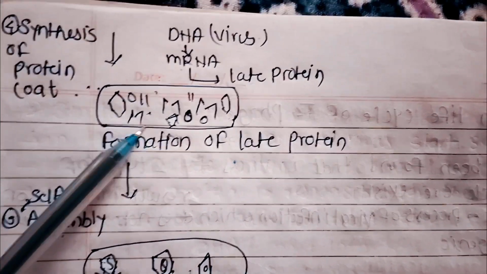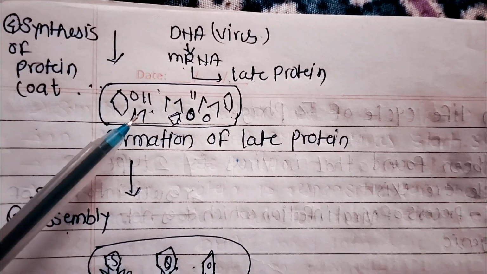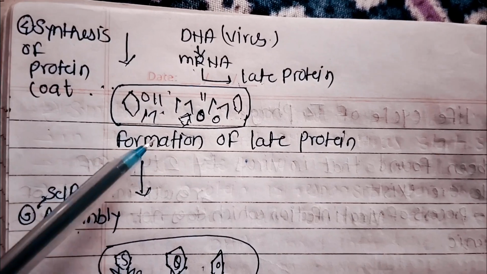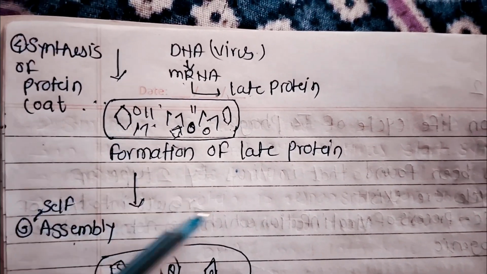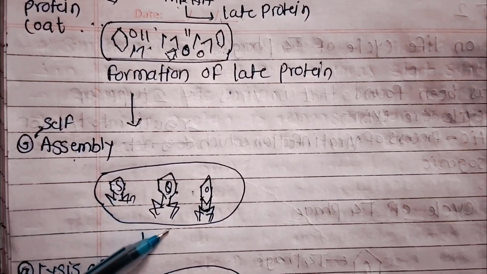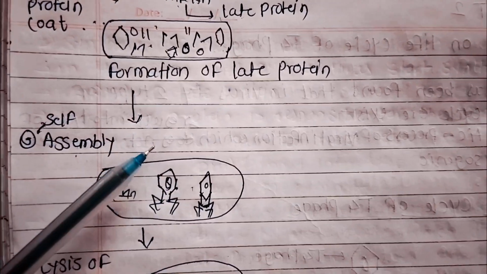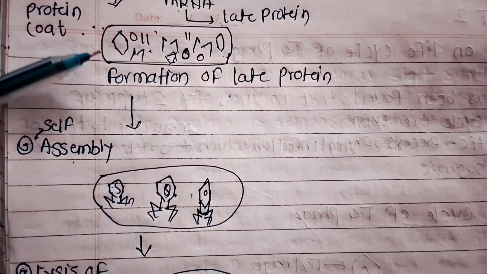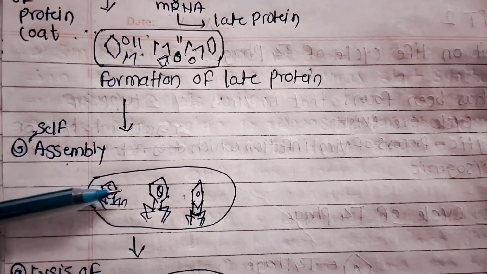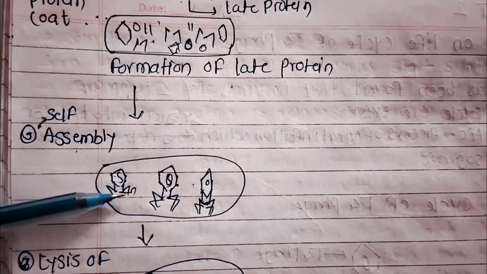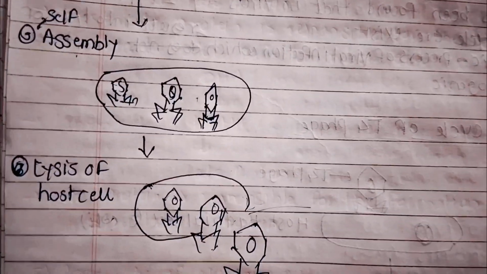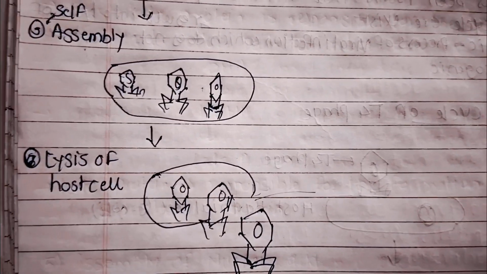Here you can see that the tail collar and tail fiber have been made in the late protein stage. The next stage is self-assembly. In self-assembly, the structures of the head, tail, and collar get attached to each other and form the complete structure of the T4 phage. And the last stage is the lysis of the host cell.